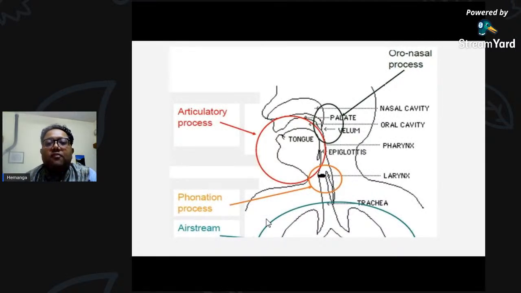Then different parts of the palate are also responsible. If you see the palate, this is called talu in Assamese, palate. So you can see here the hard palate, soft palate, all these things. When you produce the sound 'ya', the hard palate is used. Whenever you produce the sound 'ka', the back of the tongue, the velum, is used.